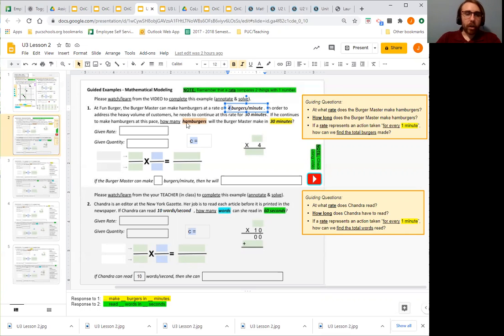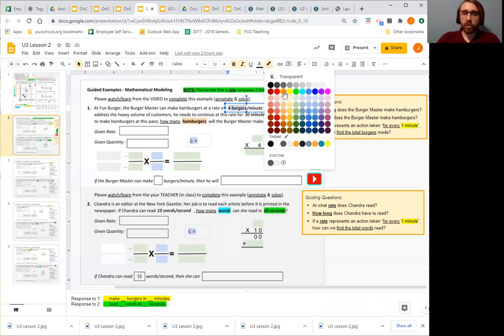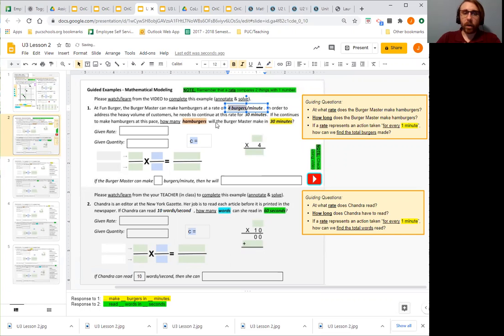I noticed that hamburgers is highlighted with this light orange, and so I'm going to highlight the 4 burgers with the light orange as well, which is right here. You go down 2 orange colors, and it's that light orange. And then the minutes, I noticed, are highlighted yellow, and so I'm going to highlight just the word minute with yellow.